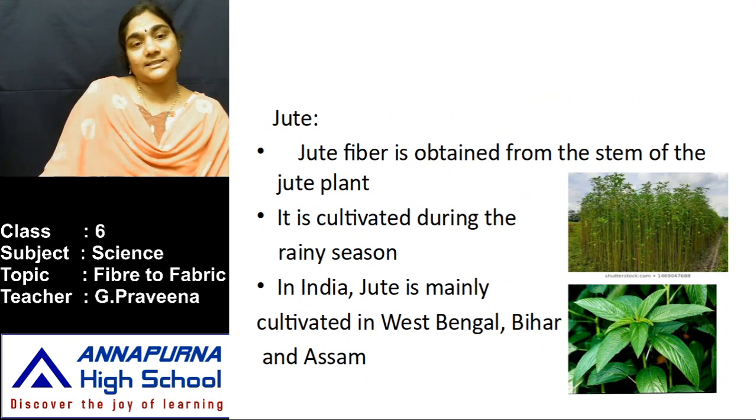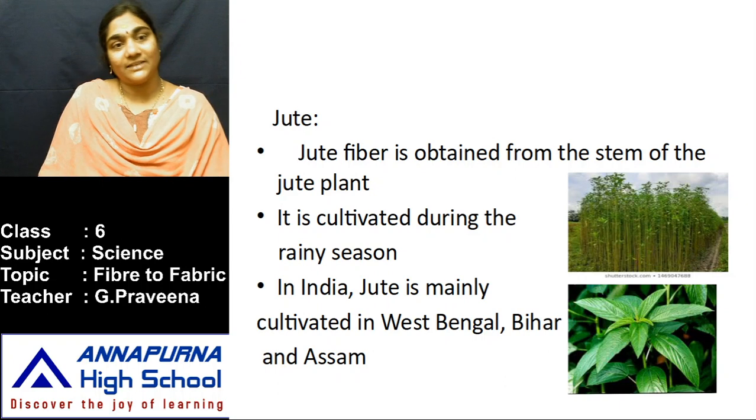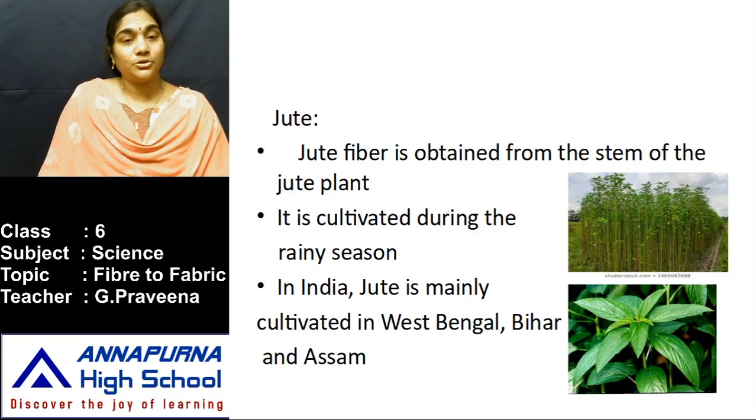Yes, and the next foremost fiber that we can see is called jute. Jute fiber is obtained from the stem of the jute plant, and it is cultivated during the rainy season. These jute plants are harvested mostly during the flowering stage. The stems of these jute plants are immersed in water for a few days, and when they rot, the fibers are pulled out from the stem. This is how the fibers are extracted from a jute plant. And in India, jute is mainly cultivated in West Bengal, Bihar and Assam.